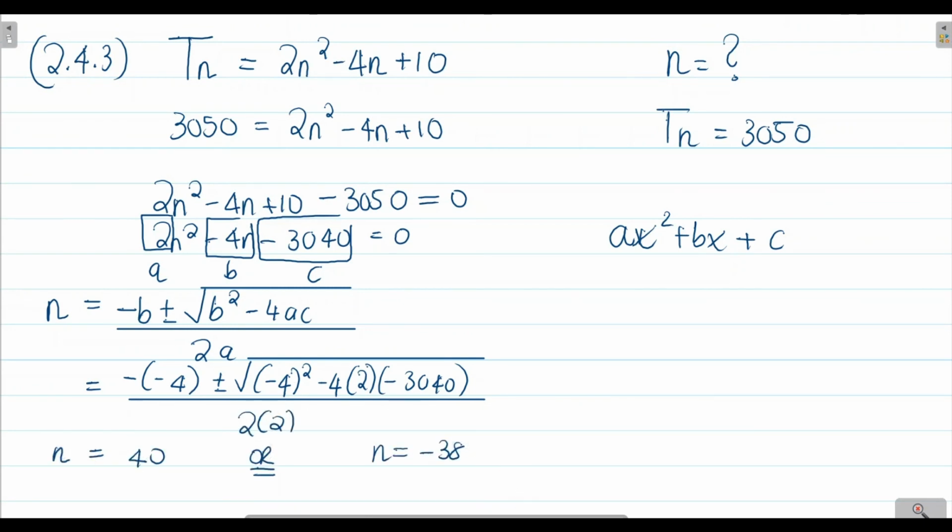All right. From here, if you punch this equation into your quadratic formula, you'll find that n is equal to 40 or n is equal to negative 38. But what do we know when it comes to a sequence? You can't have a negative position in a sequence. So that tells us that this is not applicable. n cannot be equal to negative 38. Therefore, n is equal to 40.